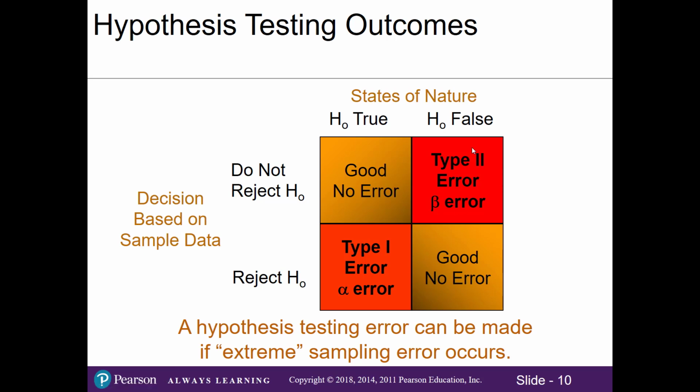So in this table here, it shows the states of nature on top. In other words, the null hypothesis could be true or the null hypothesis could be false. And here on the left, we have the decision based on our sample data that our business decision makers will choose. So our business decision makers would either not reject the null or reject the null. If our null hypothesis is true, but we reject the null, a type 1 error has been made. If the null hypothesis is false, but we do not reject the null, then we've made a type 2 error.